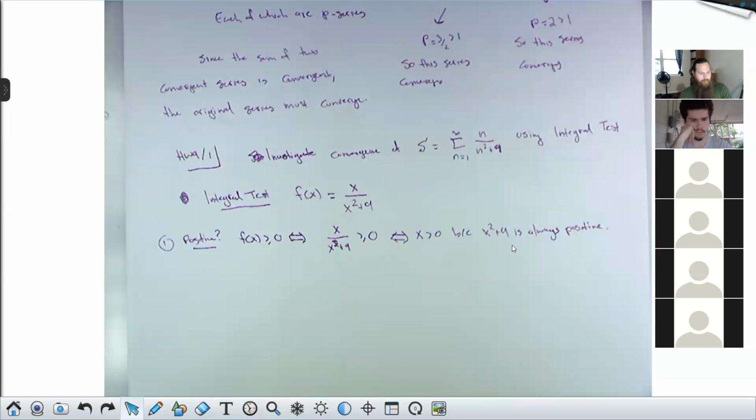Why is x squared plus 9 always positive? Any number squared is positive. Yeah, good. The square, x squared, is always greater than or equal to 0. You add 9 to something that's non-negative, you get something strictly positive. All right. So positivity is satisfied.